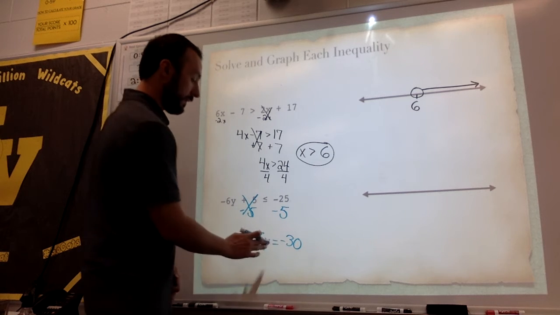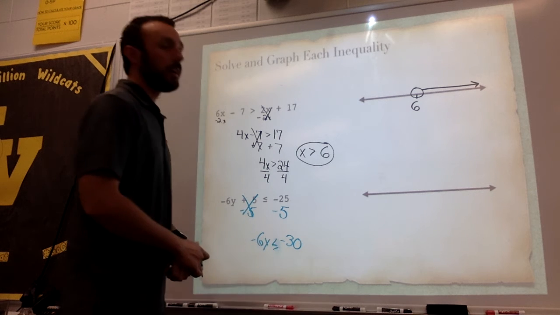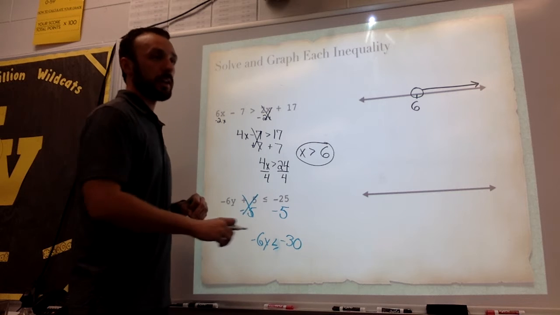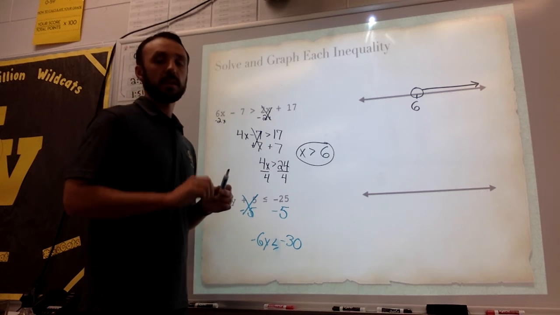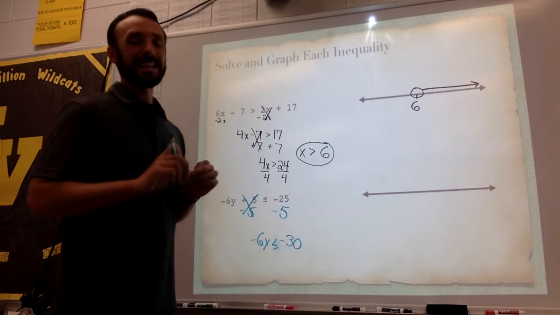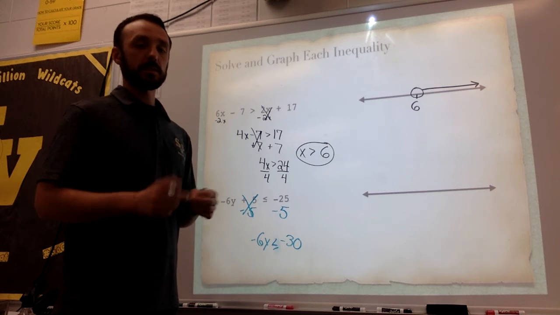less than or equal to negative 30. Now this is where you need to be careful. We talked about this in class on Tuesday. Solving inequalities is the exact same thing as solving equations, except when we divide both sides or multiply both sides by a negative number, we have to flip the inequality sign to keep that statement true.